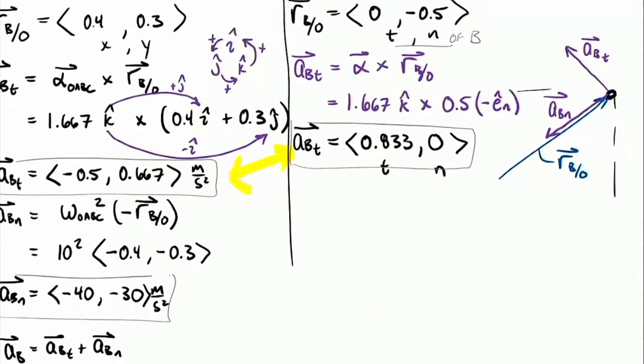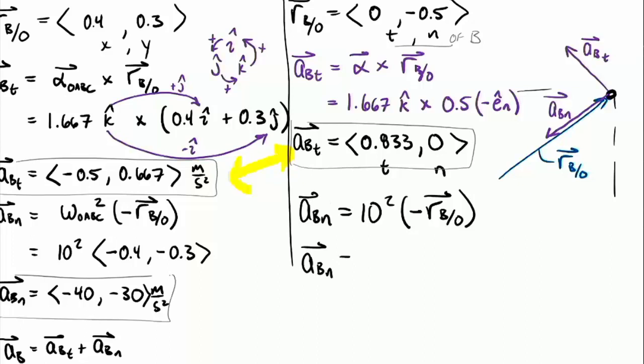And then to get the last one here, a b sub n, this is equal to the same omega squared, 10 squared in the negative r of b relative to o vector direction. We'll just flip the sign on this negative, it'll become a positive 0.5. We end up with a b sub n as a vector equal to 100 times 0.5, so 0, 50 in meters per second squared.